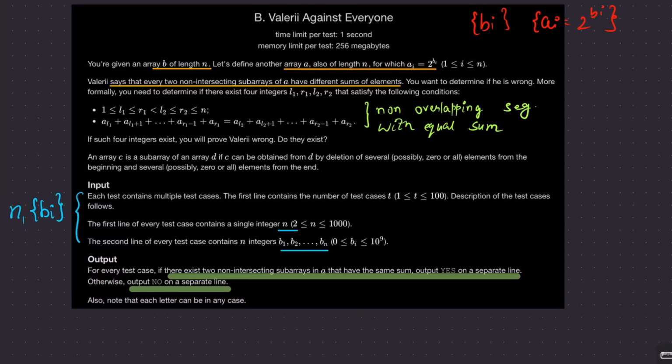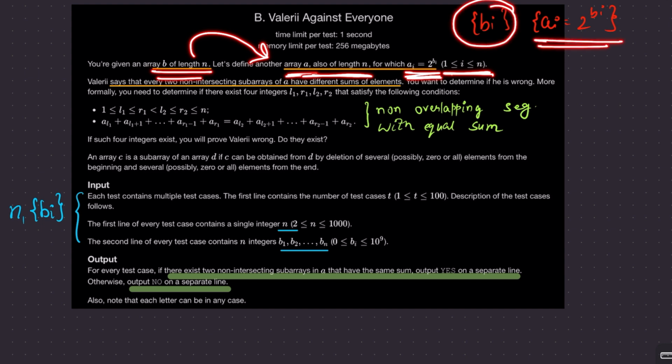I hope you have read the question once, but I'll read it again. We are given an array B of length n, and we are defining another array A of length n such that A_i is equal to 2 power B_i, where i goes from 1 to n. So you have n elements.